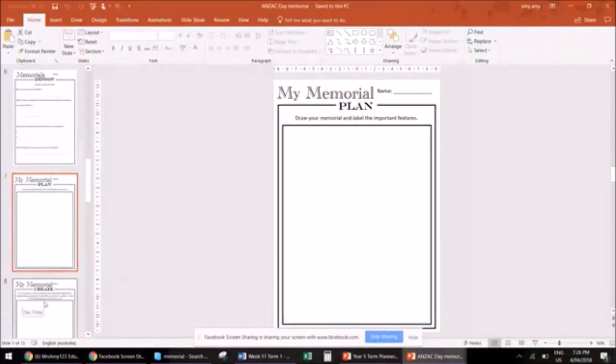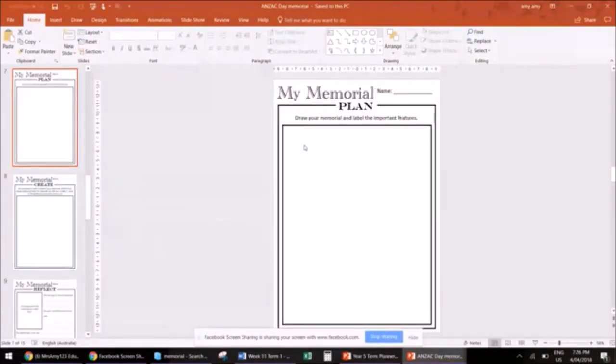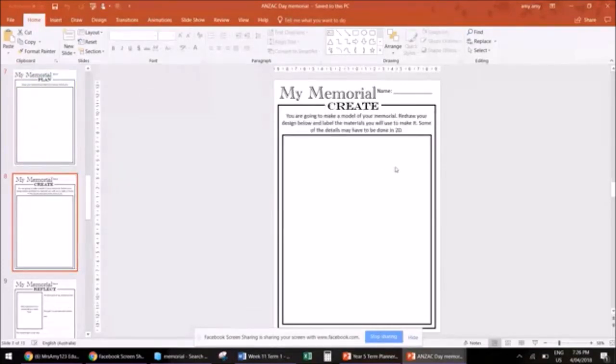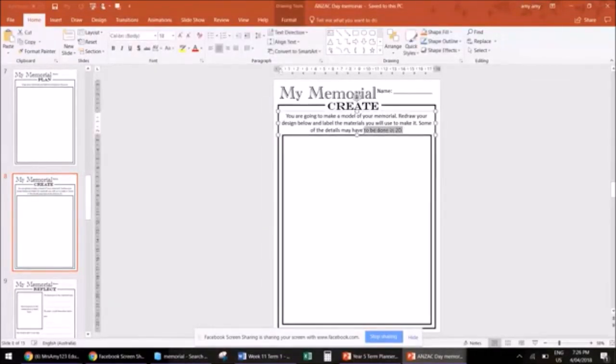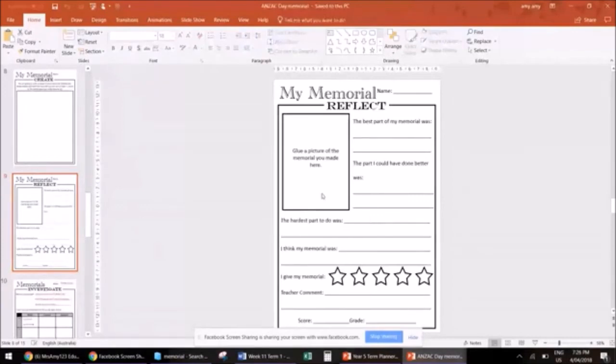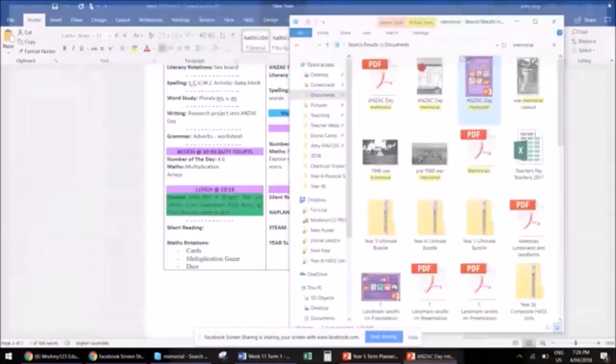Now there's two plans on here. There's plan and there's create. The difference between them is the plan is if you are making this thing for real, what would it be made out of? So they'd be labeling things like limestone or bricks. The create one is then how do you turn that into a model that you're going to whip up today? So then they'd be using things like cardboard. It also talks about having some things done in 2D. So rather than actually sculpting a man, if you want a man to stand on top of your memorial, they could print that as a picture in 2D or draw it as 2D and then stand it on top of the memorial. And then we have the reflection page at the bottom. So that's what my kids are going to be doing for Anzac Day.